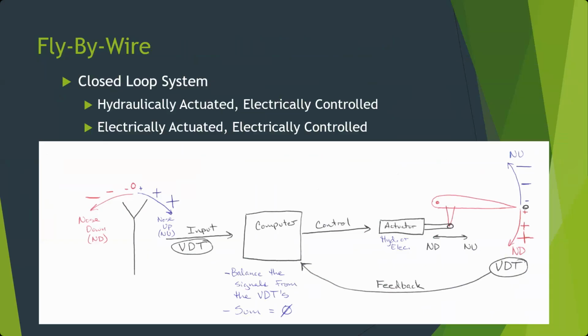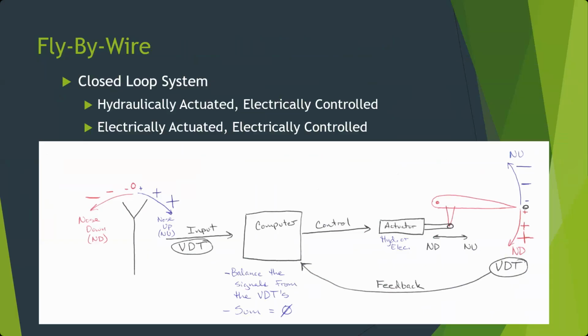Do you want it to spin? Do you want it to slide? So here, if I have my yoke, I'm showing an elevator in this case. If I move it one way, I control how far I go nose down. The other way is how far I go nose up. That's going to send a signal to the computer, which is going to send a signal out to the actuator. And then there's going to be a VDT monitoring that, which sends feedback to the computer.